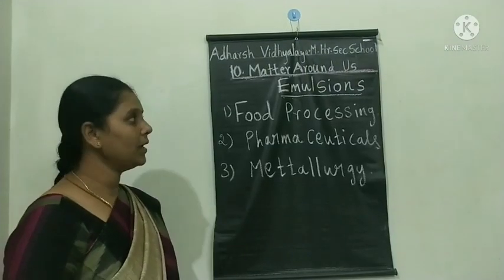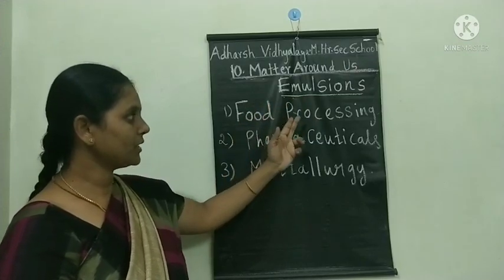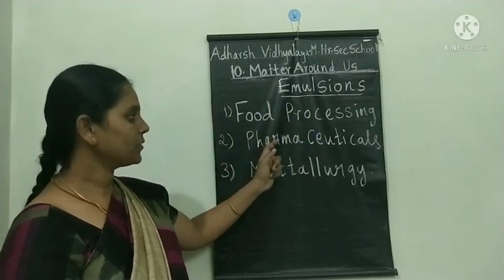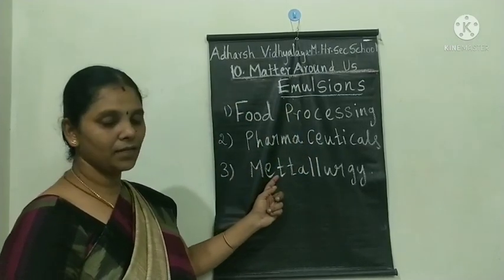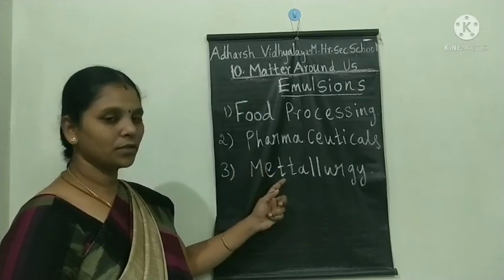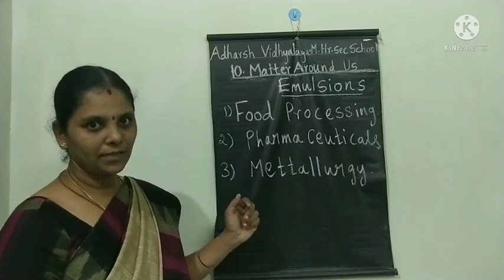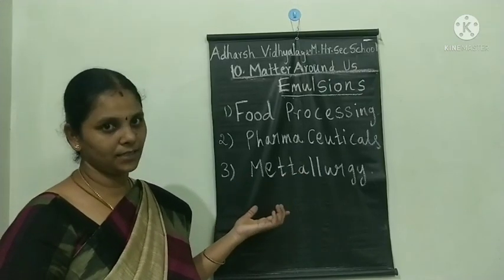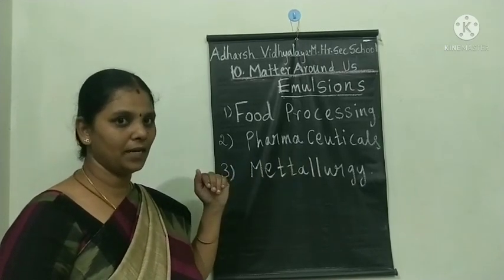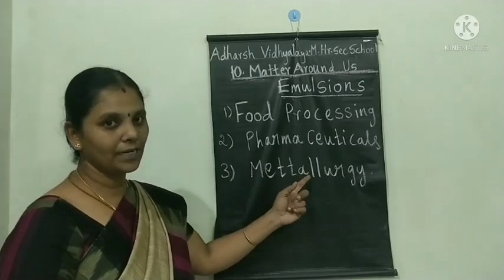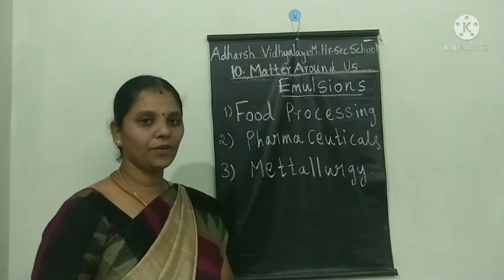Students, next we are going to see the applications of emulsion, where we are using emulsions. In food processing industries, we are using emulsions. Next, pharmaceutical companies use emulsions. Next, in the process of metallurgy, this process is very important. Metallurgy means separation of metals from the earth's crust by using different processes. This is present in your 10th standard. Apart from that, we are using emulsions in different industries.